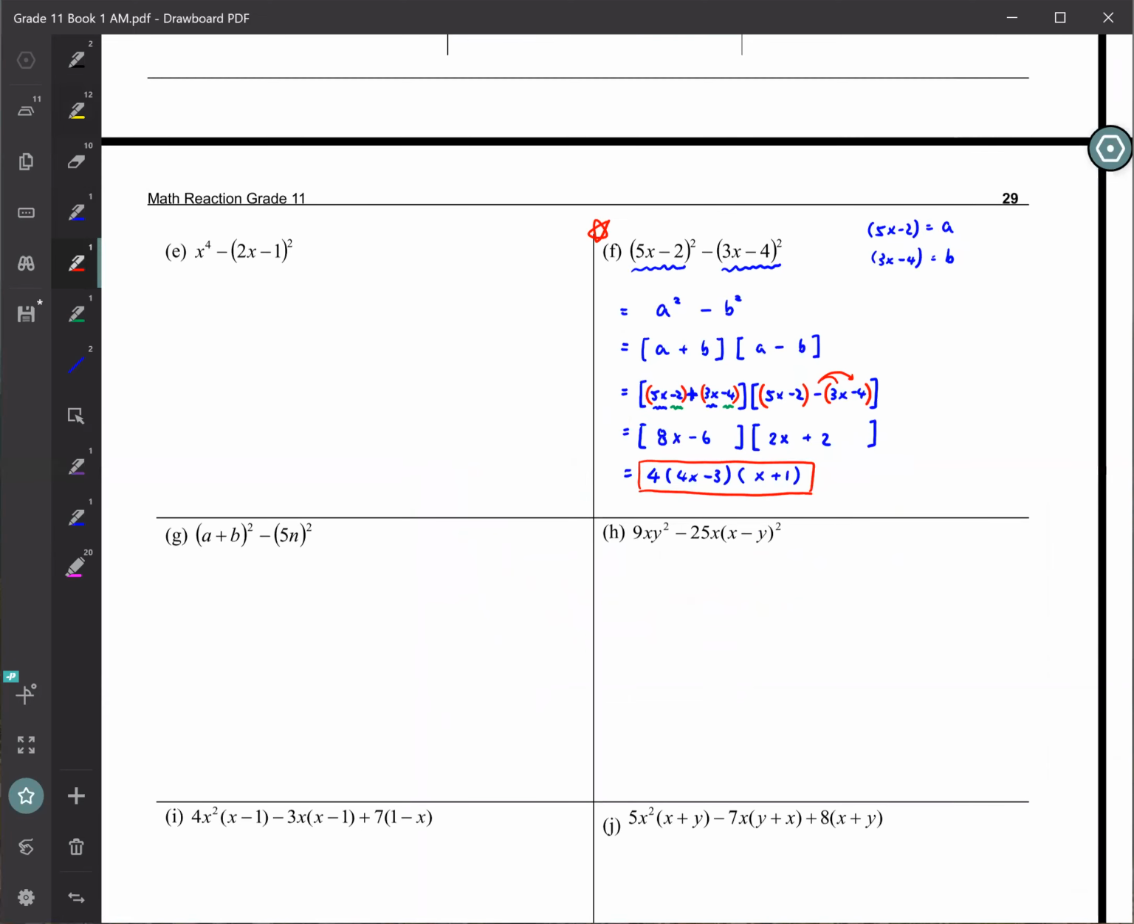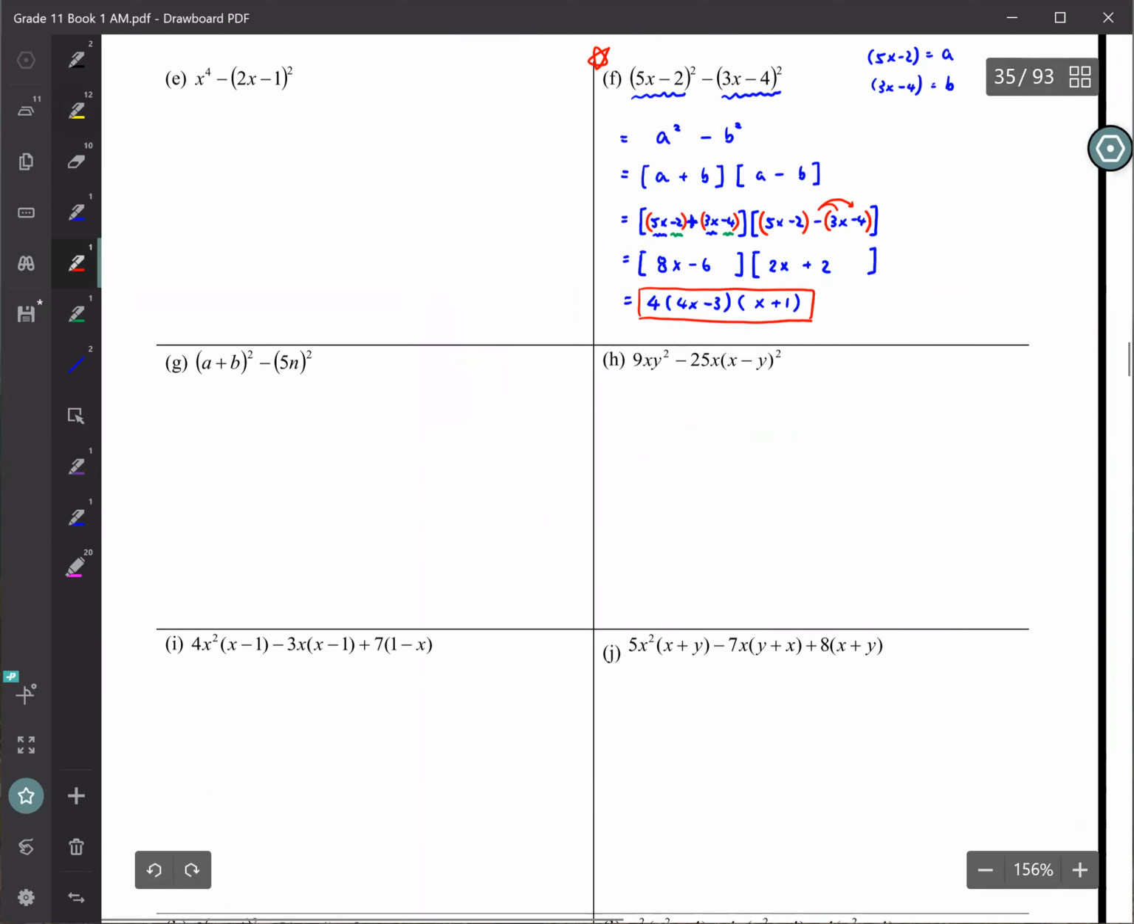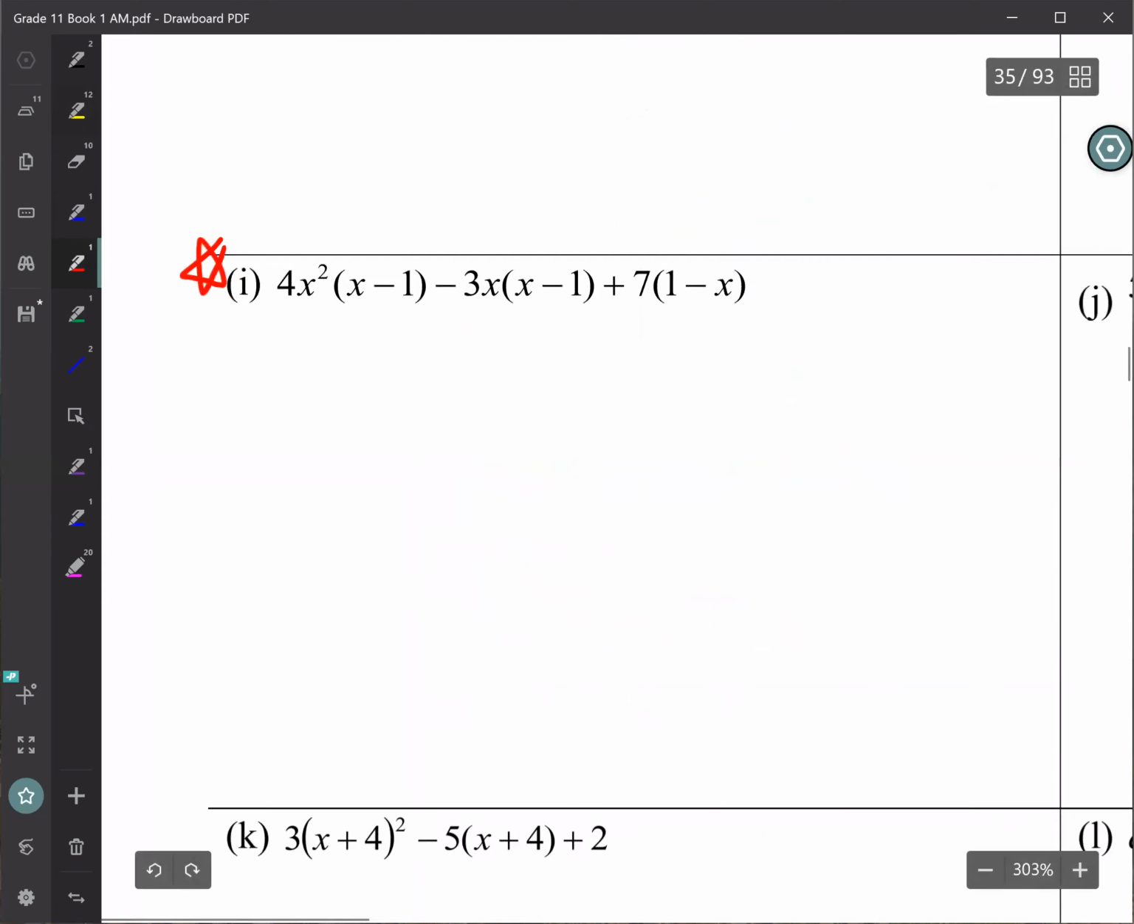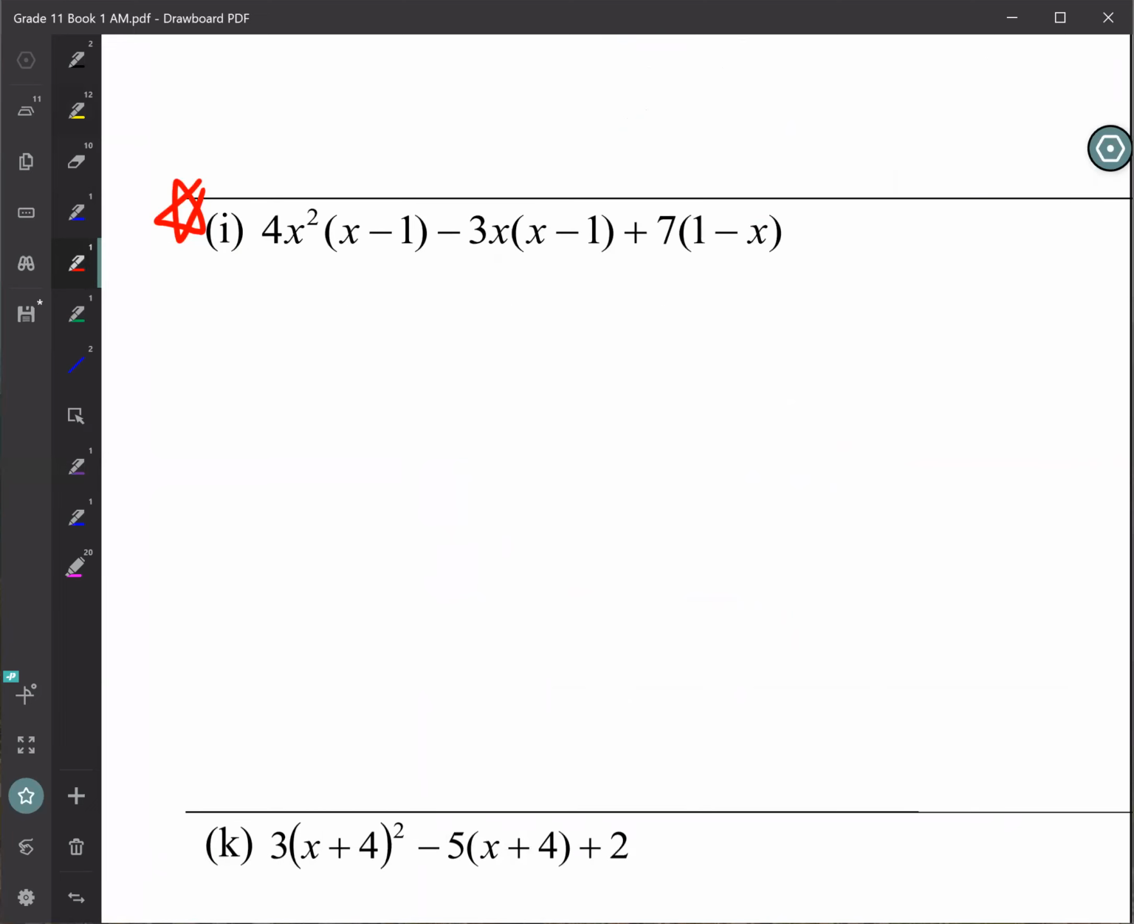Okay, let's pick another one here. I is an interesting one. Let's look at I together. Question I. We see brackets. So do you think the brackets here are GCF or not? If you think they are GCF, can you raise your hand? So not GCF.